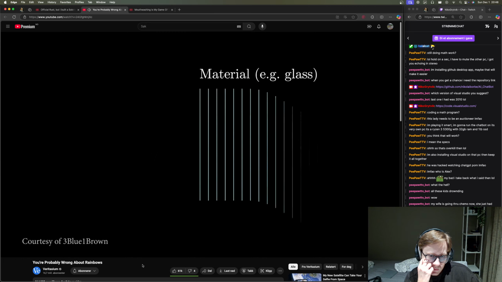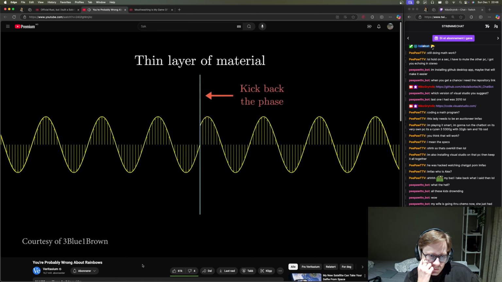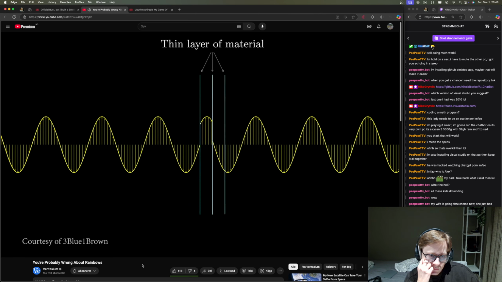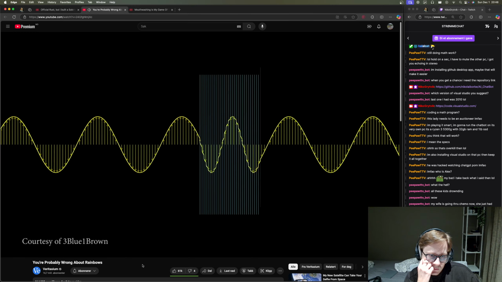The result is almost exactly like the original wave, except it is shifted back slightly. It receives a phase kick, and each layer of the material adds another phase kick. So the net effect of all this is the wavelength of the radiation decreases in the new medium.